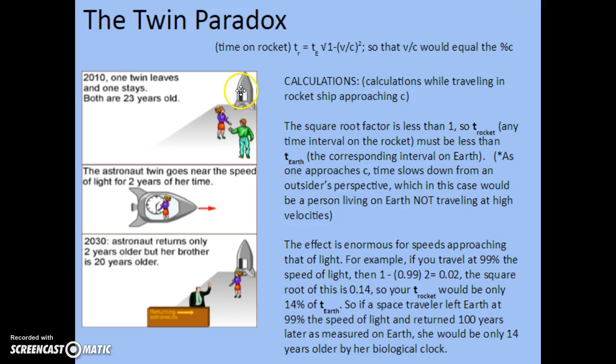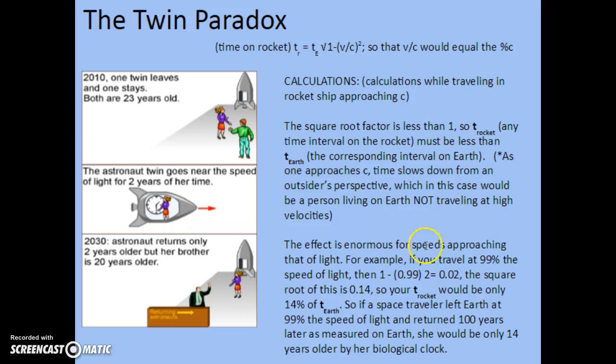One twin gets in the rocket and the other twin stays on Earth, and they're both 23 years old. Here the astronaut twin goes near the speed of light for 2 years of her time, of her life. In 2030, she returns. The astronaut returns only 2 years older, but her brother is 20 years older. Simply by traveling at near the speed of light, her clock that's on board with her is ticking at a different rate than somebody on Earth. So therefore they age differently.